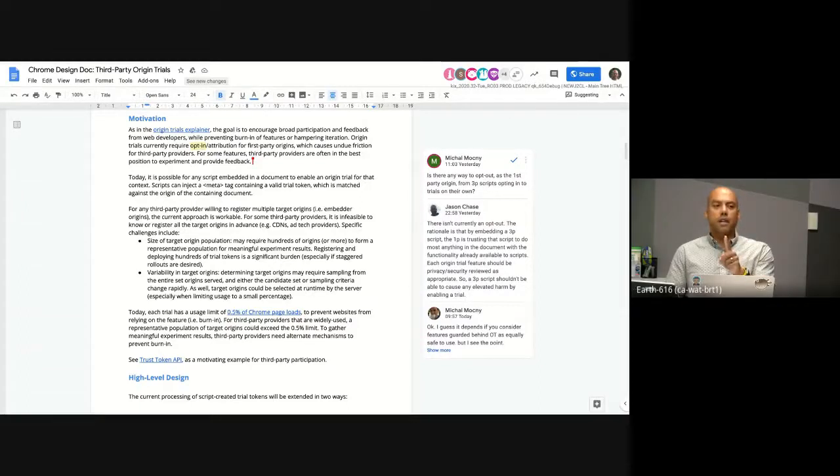Sorry, one last thing I'll add. Currently today, this is all based on a third-party script injecting a token by inserting a meta tag, and that script has to be served from the third-party provider's origin. We don't currently support an HTTP header, but that's something we could extend in a relatively straightforward fashion in the future.